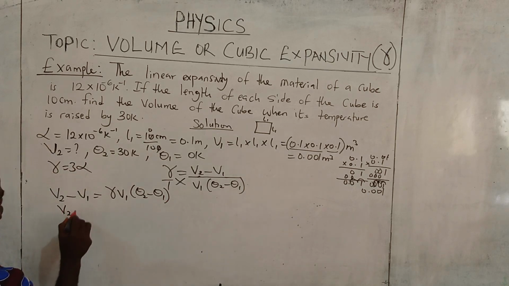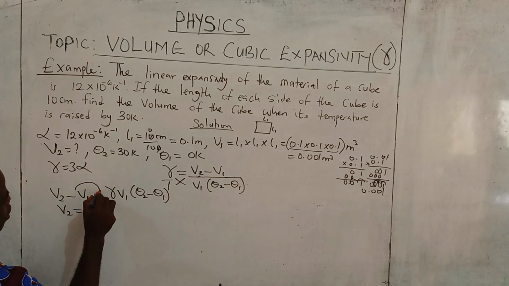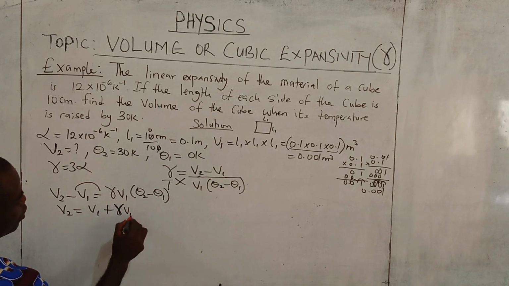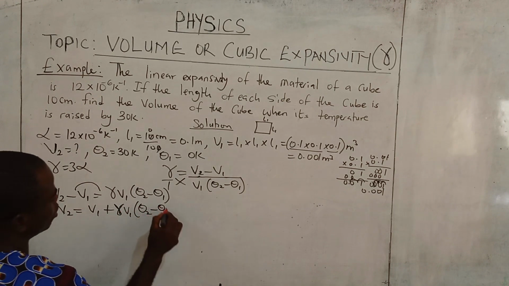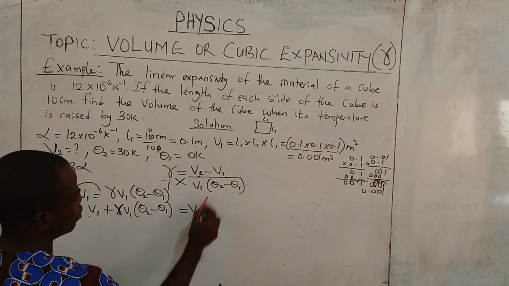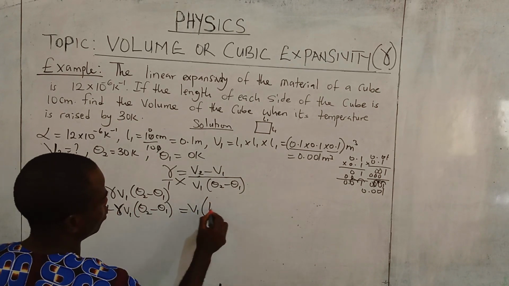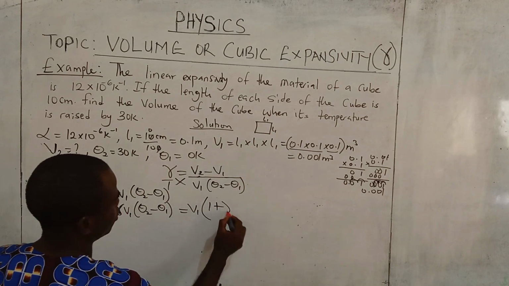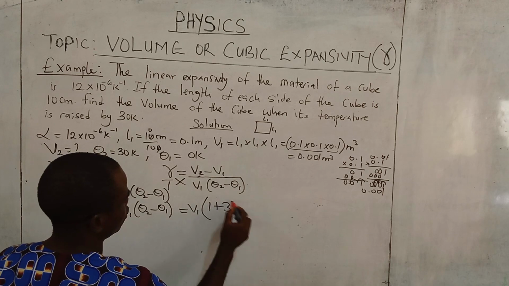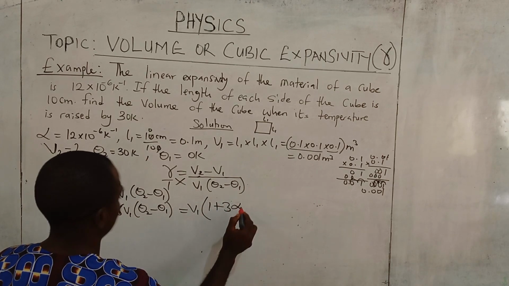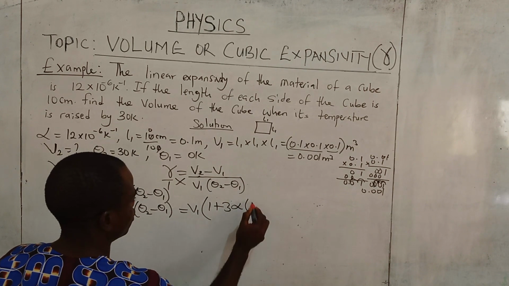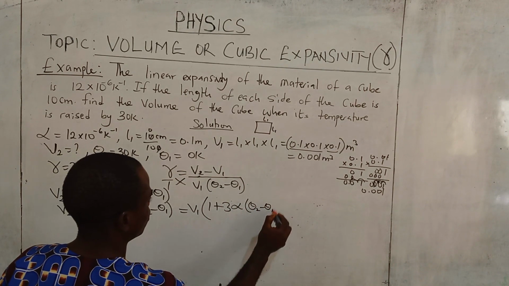V2 now, because V1 is taken to the other side, becomes positive, plus gamma V1 theta 2 minus theta 1. Let's factorize out. V1 is common, so V1 times 1 plus gamma. Instead of putting gamma, let's put the value 3 alpha, theta 2 minus theta 1.